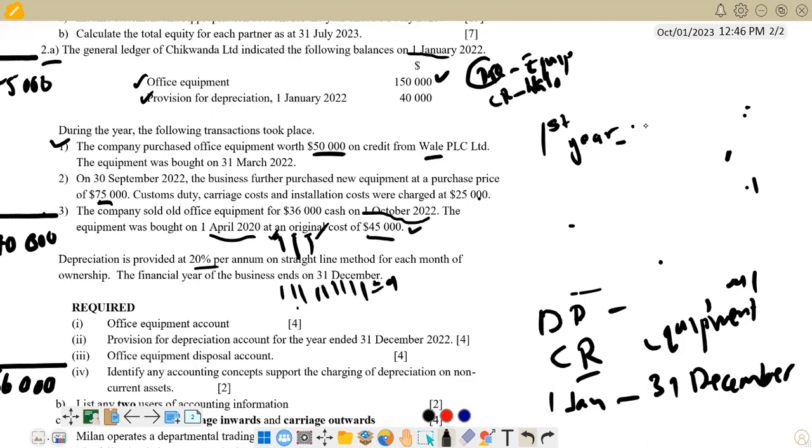So for the first year, it's 9 months, so it's 9 over 12. Then we multiply by 0.2, the percentage, then the cost is 45,000. Let's calculate that: 9 over 12 times 0.2 times 45,000. We are supposed to get 6,750. So that's for the first year.